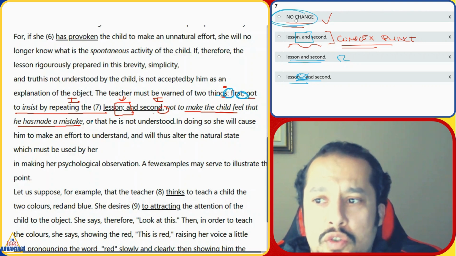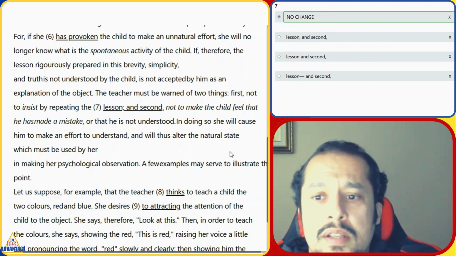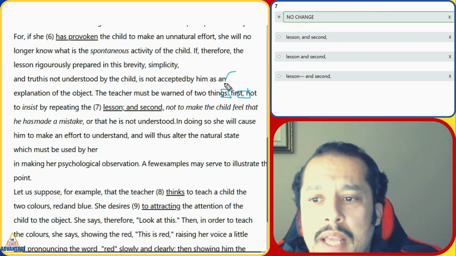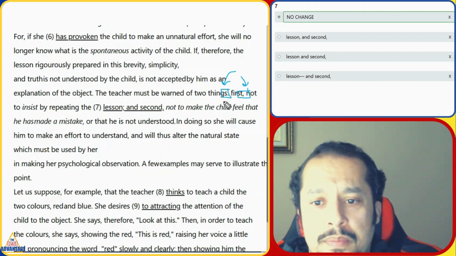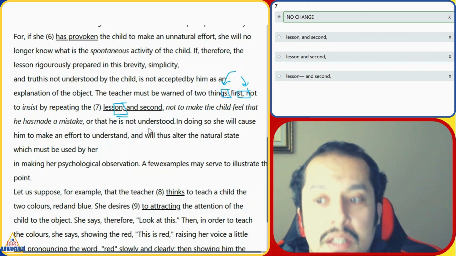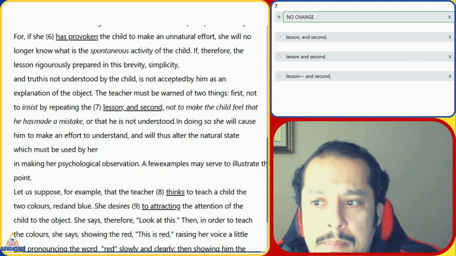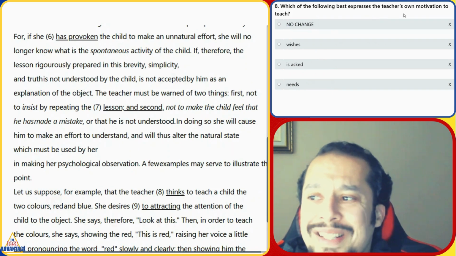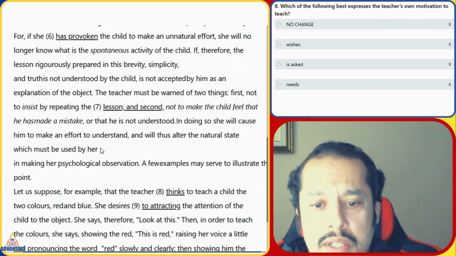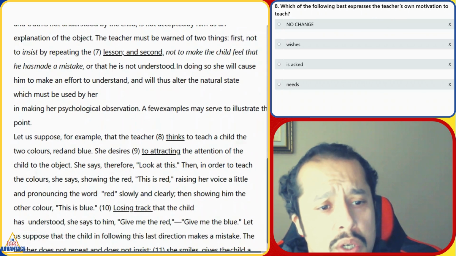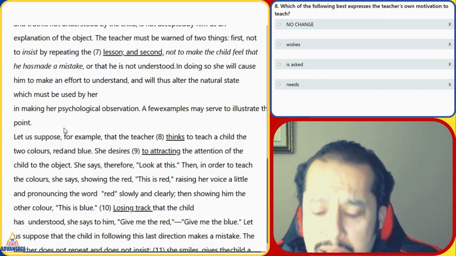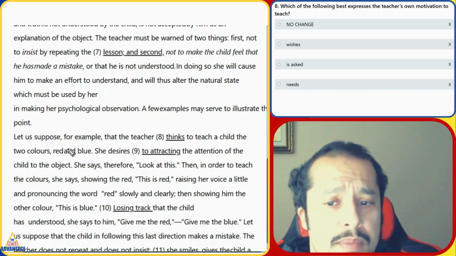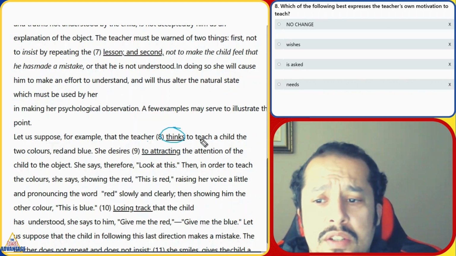We will go with answer A. It's better in this case because the first idea already has punctuation. So that means the second idea بنفصل بالsemicolon to make it clear. احنا بنفصل هنا. Number 8, which expresses the teacher's own motivation to teach. So we need a word that shows the teacher عندها هي الموtivation بتاعتها. That the teacher thinks to teach a child?